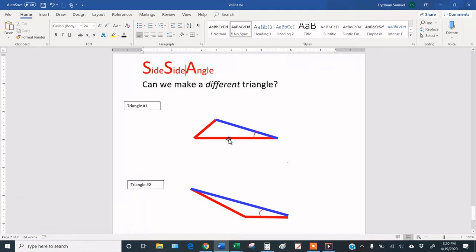Now I'm going to start with this triangle over here. And I'm going to ask myself, can I make a different triangle even though I'm not allowed to change this side or this angle? But I am allowed to change how long this side is because that side is drawn in blue, so it's free. And I am also allowed to change these two angles over here. So go ahead, pause the video, and see if you can do it.